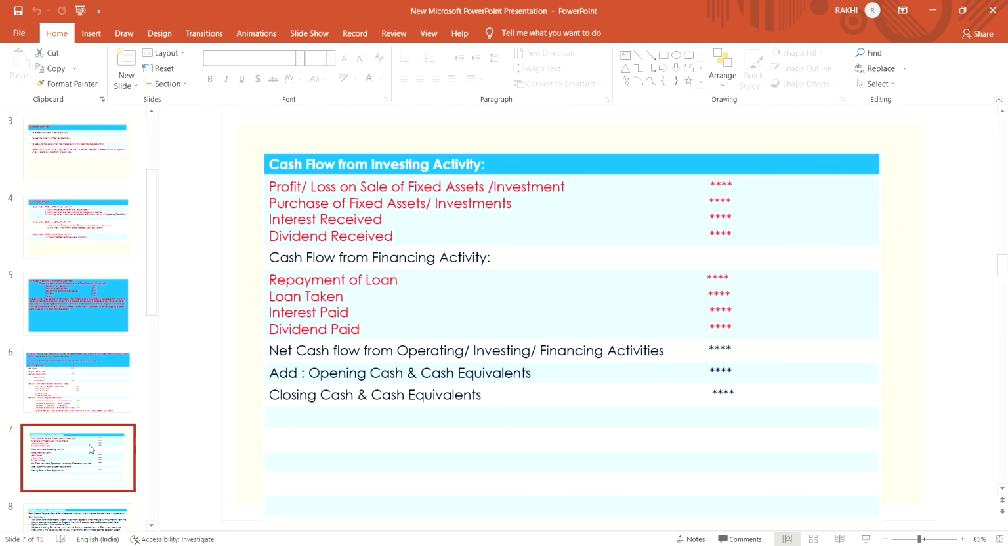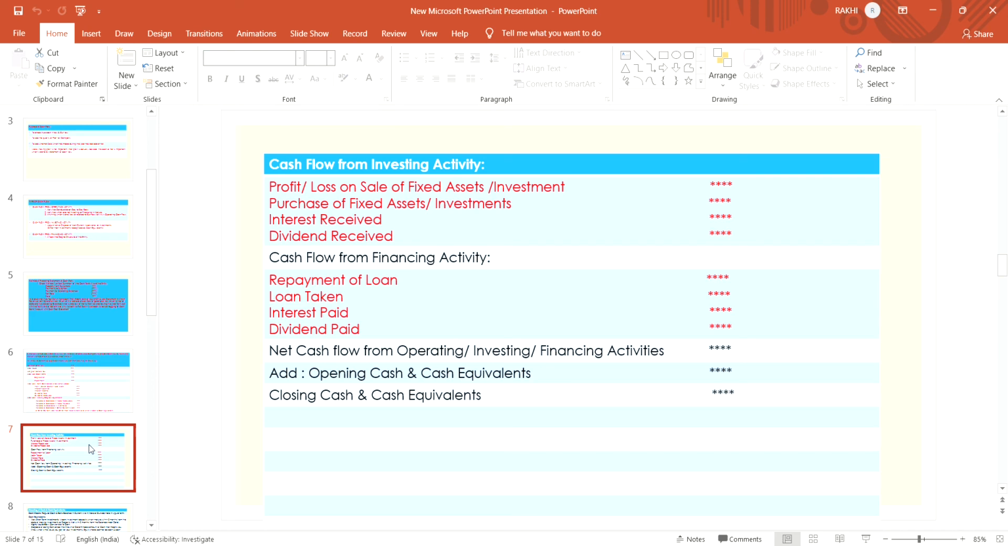Then cash flow from investing activity, like whatever profit we make from sale, whether we make a profit from sale of a fixed asset or a loss from sale of a fixed asset or investment, those are investing activities. If we purchase any fixed asset, then it is an investing activity. If we purchase any investment, that is also an investing activity. Interest received thereon, dividend received thereon, that is also an investing activity.